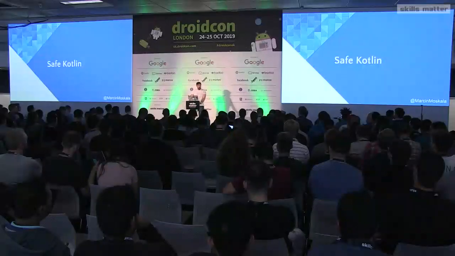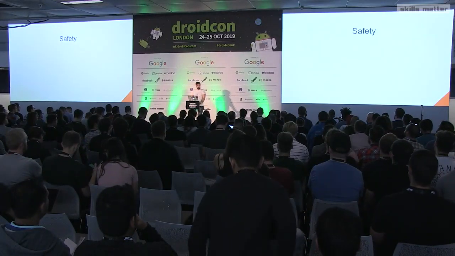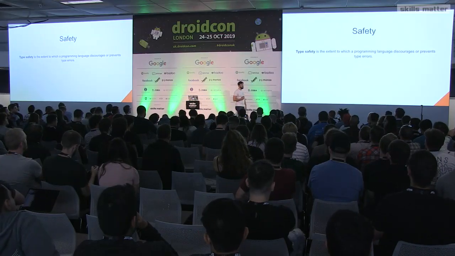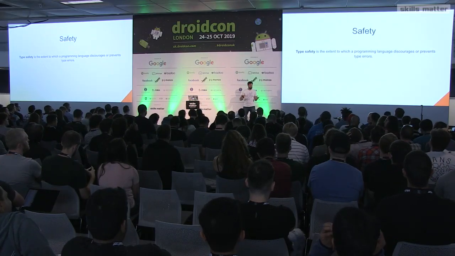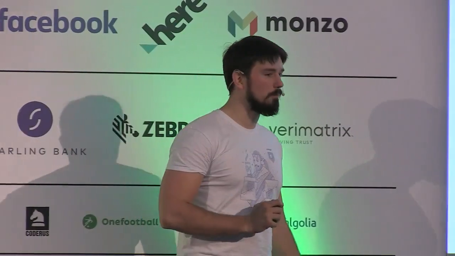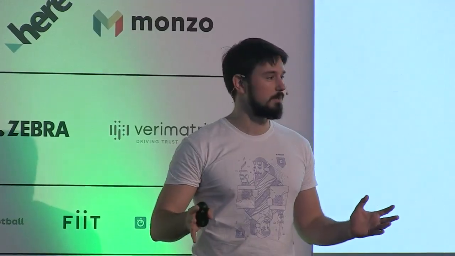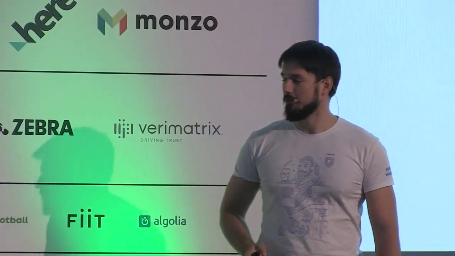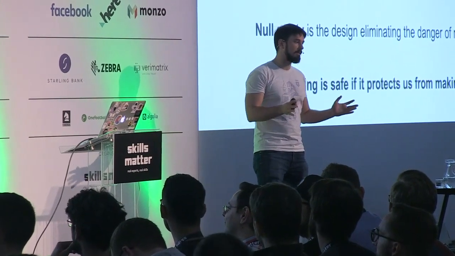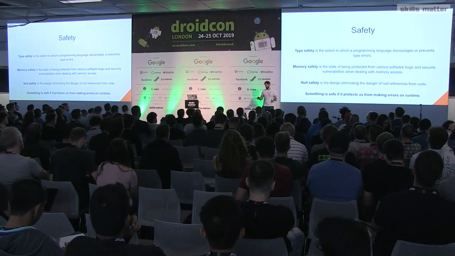Safe Kotlin. What do I mean by that? What is safety in terms of programming? You might have heard about type safety. That is a set of mechanisms that stop us from using methods that are not in an object. You might have heard about memory safety. That is a set of mechanisms that help us with memory management. You might have heard about null safety. That is a set of mechanisms that stops us from calling on nulls. So seeing that, you might have a vague idea what safety is. It is a set of mechanisms or a design that stop us from making mistakes.